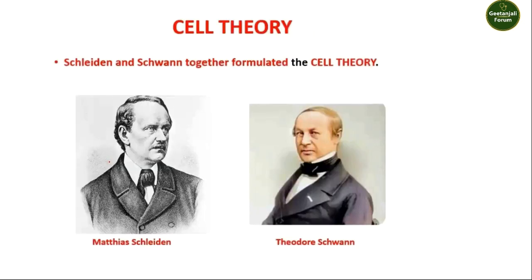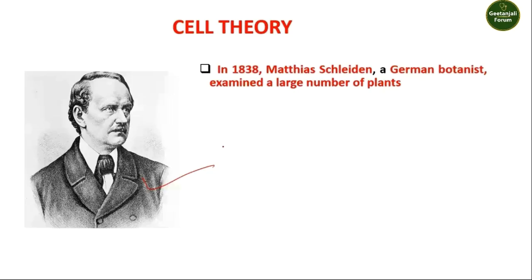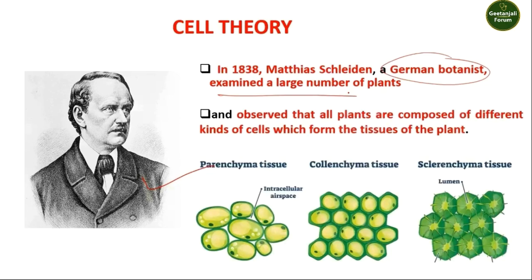Now, cell theory. Matthias Schleiden and Theodor Schwann, both of them together, formulated the cell theory. So now let's know about the cell theory. Matthias Schleiden was a German botanist. He researched many plant species because he was a botanist. He observed that all the plants are made up of different types of cells.